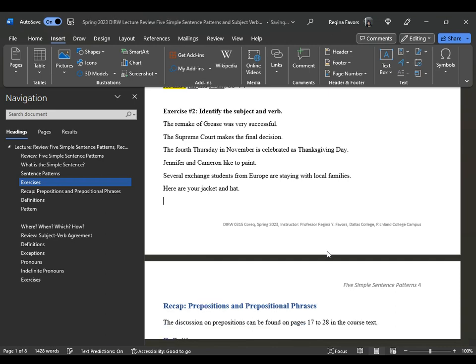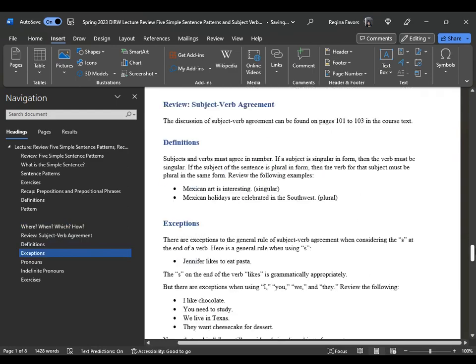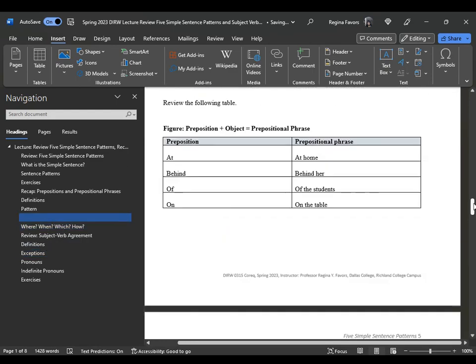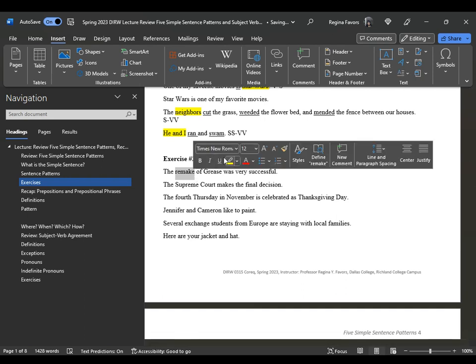And let me be sure of something. Okay. And so the remake of Greece was very successful. So we understand that the remake is considered the subject of the sentence. And don't pay attention to of Greece. Of Greece would be the prepositional phrase.